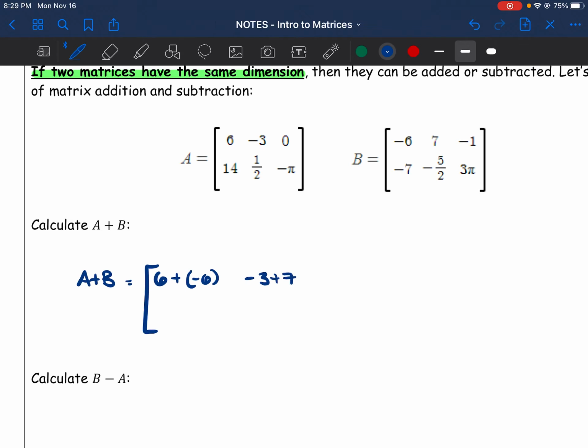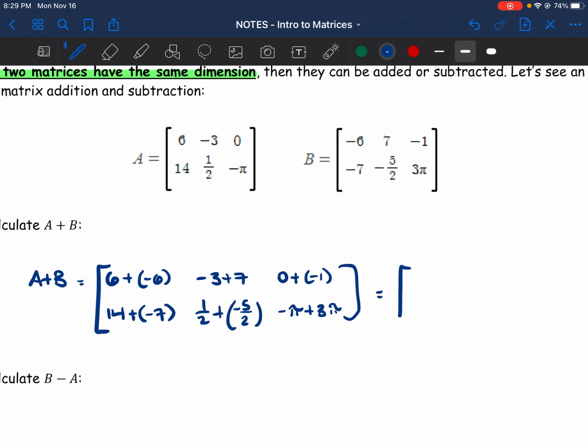And we're going to continue on in this fashion. We'll have 0 plus -1 for row 1, column 3. We'll have 14 plus -7 for row 2, column 1. For row 2, column 2, we'll have 1/2 plus -5 halves. And for row 2, column 3, we'll have -pi plus 3pi.